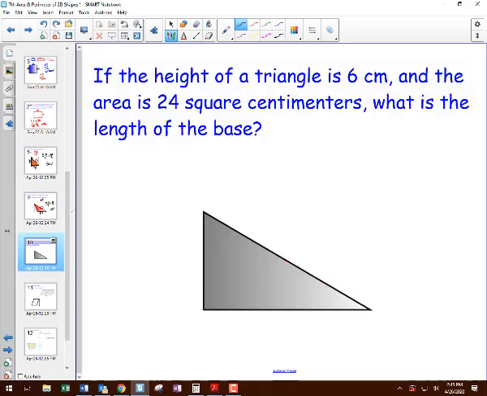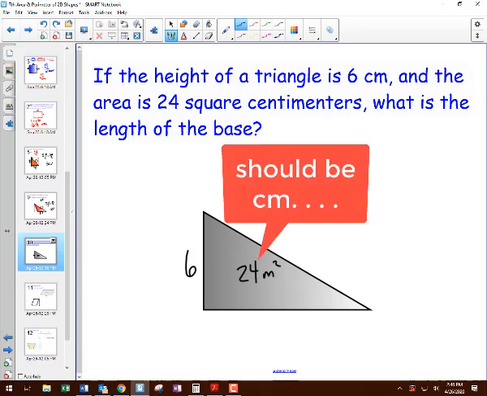Okay, another example where they're going to give us the area here, and you'll have to find a side length, kind of work backwards on this one. The height of this triangle is 6. I'm going to go ahead and put that on there. And the area is 24 square meters. So that's the area that this object takes up.